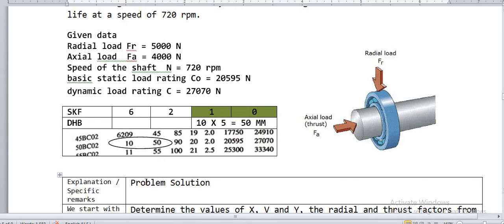So you can easily select the type of ball bearing when the diameter of the shaft is given. You need to select the ball bearing from the particular series. This is the point you have to remember when the problems are given with the shaft diameter. When the shaft diameter is given, you need to select the bearing based on the shaft diameter.